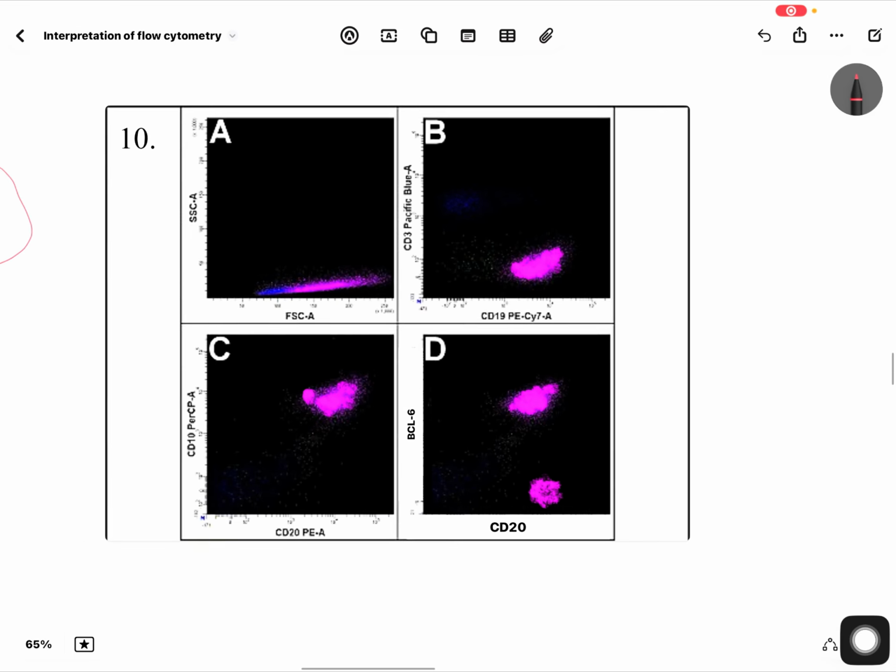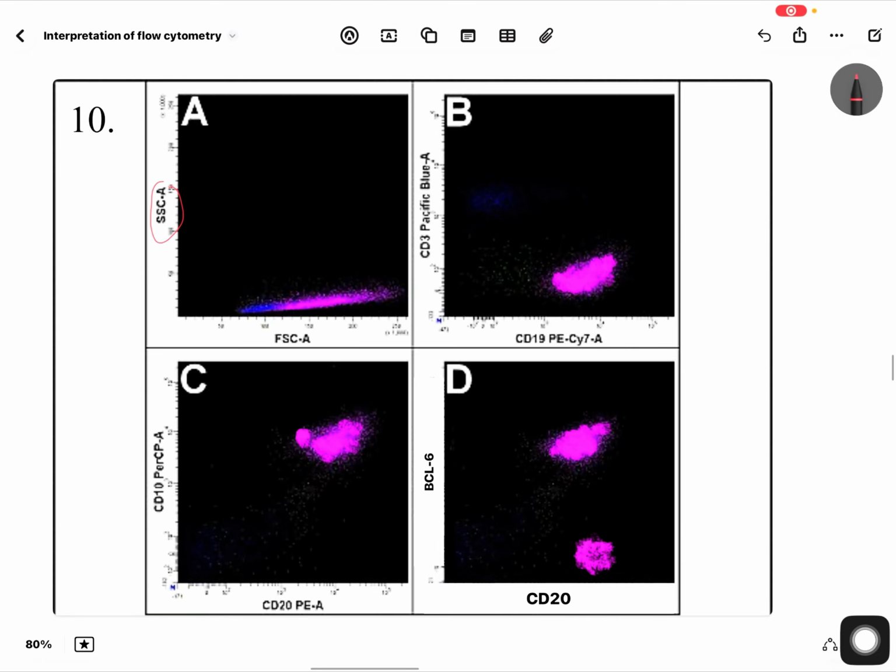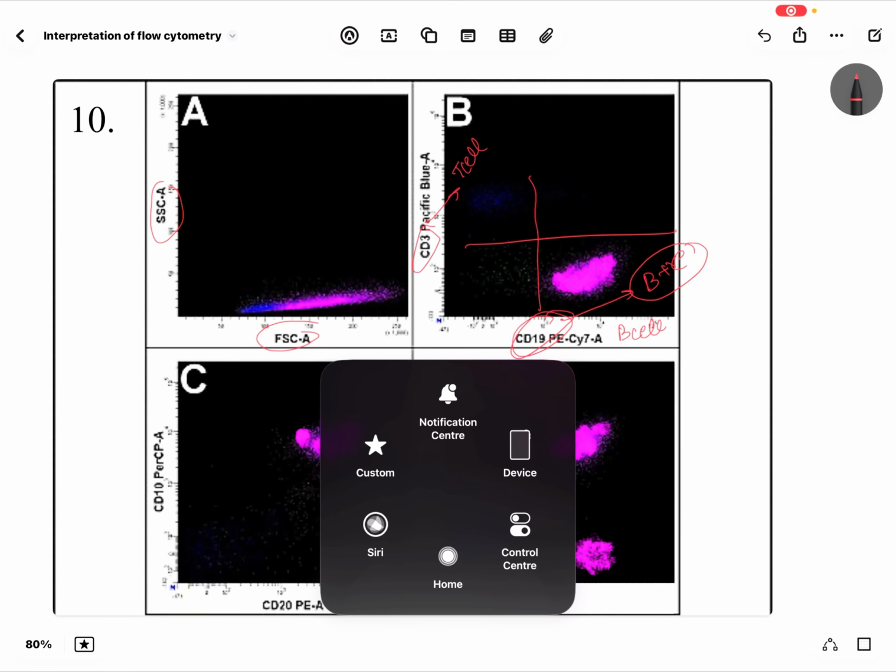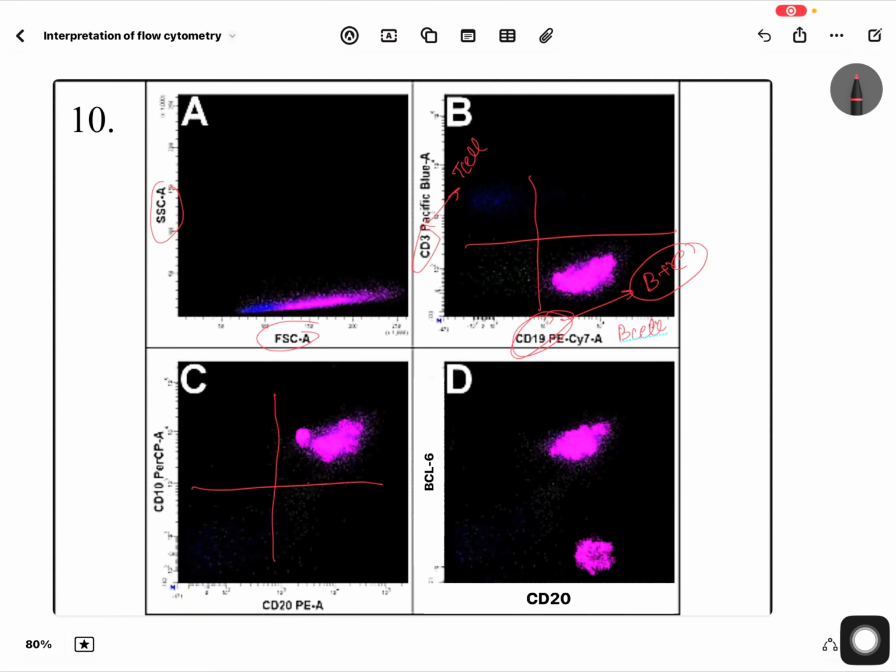Moving on to the next one, which is this. There is side scatter and forward scatter. Then this is CD3, which is a T cell marker, and this is again a B cell marker, CD19. If I divide the population, it is CD19, that is B cell positive. Then again I divide it here. This population is positive for CD10 as well as CD20. BCL6 is positive and CD20 is also positive. If I divide it like this, both are positive.